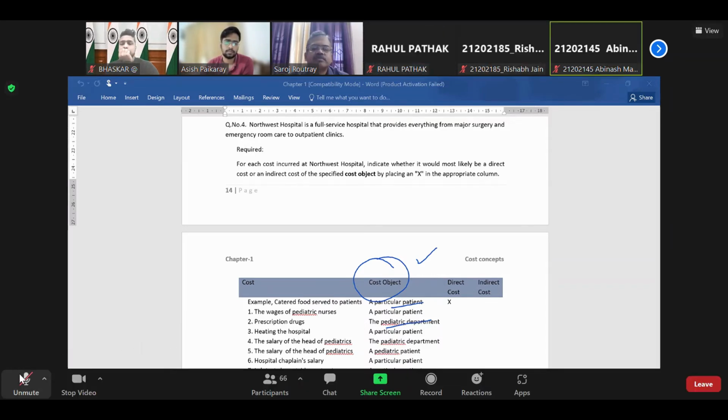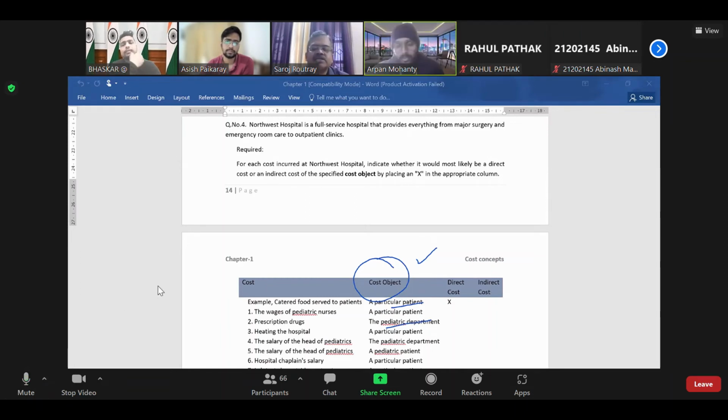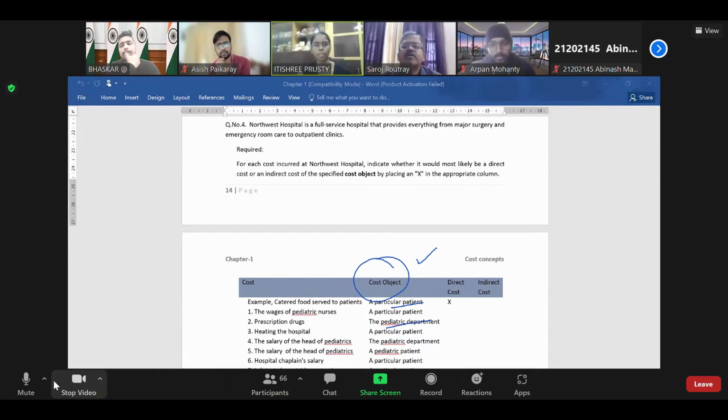No, sir. You can't identify, because one nurse may be... Bhaskar, tell. Yes, sir. Wages are paid on the basis of their work, right? Then it's a direct cost.